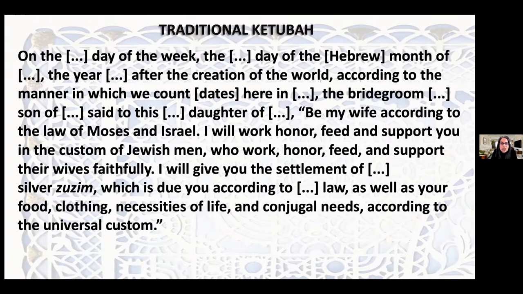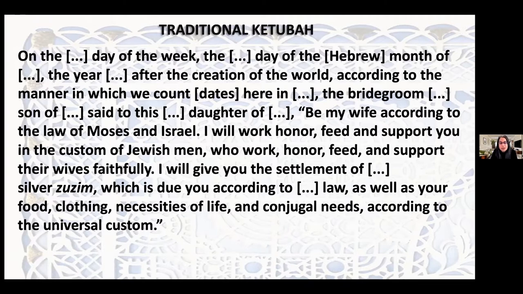The bridegroom, son of so-and-so, said to this daughter of so-and-so, be my wife according to the law of Moses in Israel. Again, this is slightly euphemistically written out because it's really, you are consecrated to me or set aside for me. I will work, honor, feed, and support you in the custom of Jewish men, which means I will provide you with food, clothing, and sexual relations.